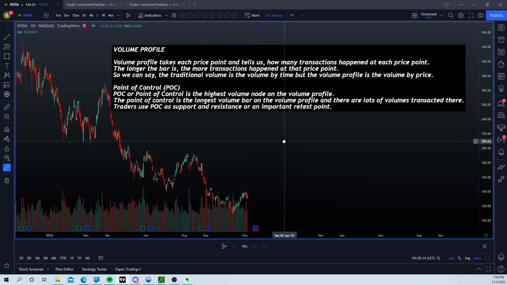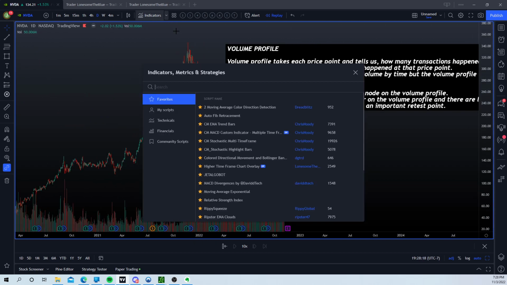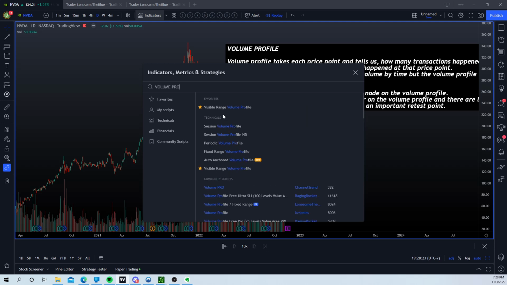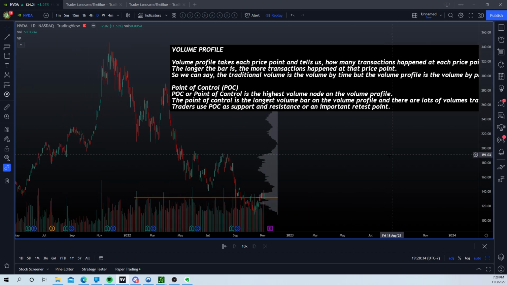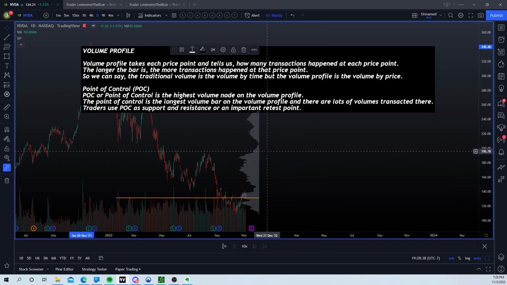Let's see. Let me go back. Volume profile. Actually, not even volume profile, range, because I use the visible range profile. So I'm going to try to use this one. I think it was this one. Yeah, there you go. So on the volume profile range, when we go to the daily, you'll be able to see that.